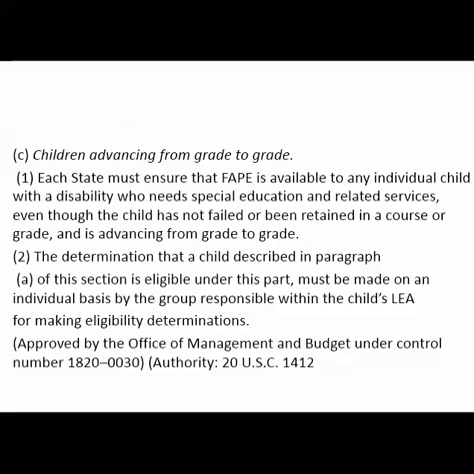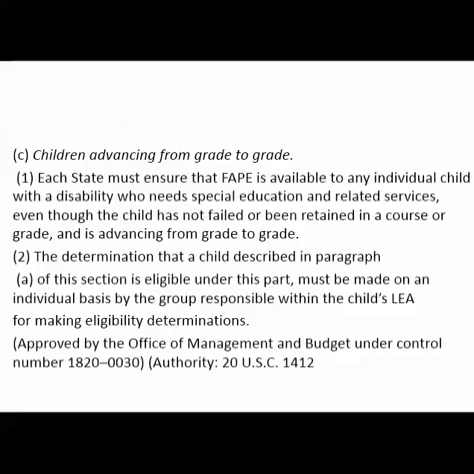Children advancing from grade to grade. Each state must ensure that FAPE is available to any individual child with a disability who needs special education and related services, even though the child has not failed or been retained in a course or grade and is advancing from grade to grade. So even though the child's not failing, if they are still considered a student with a disability, they must be guaranteed a free, appropriate public education. So it's not just to serve students who are failing.